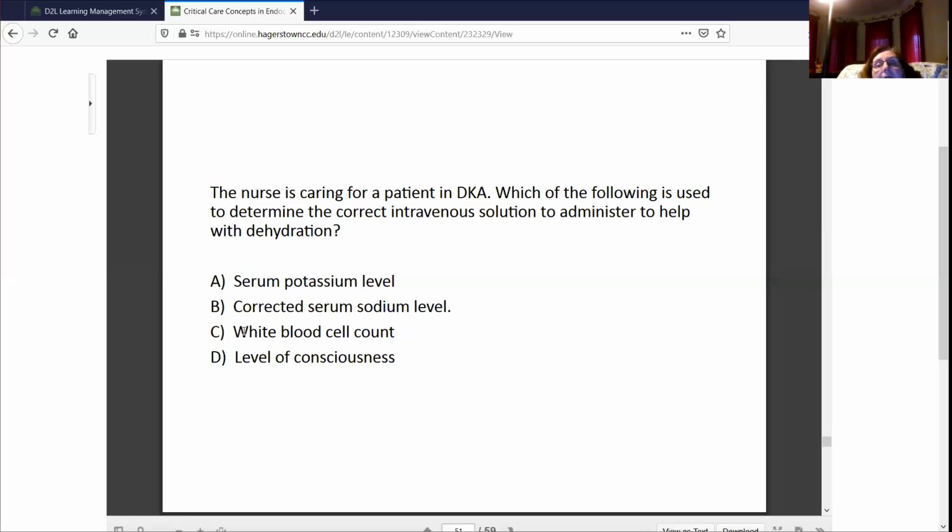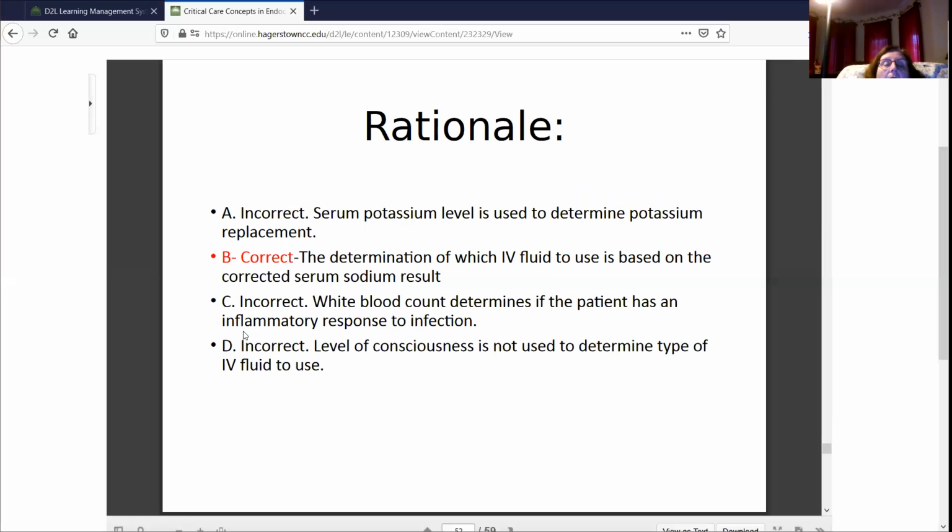A nurse is caring for a patient in DKA. Which of the following is used to determine the correct intravenous solution to administer to help with dehydration? The answer is B, corrected serum sodium levels. A is incorrect because serum potassium level is used to determine potassium replacement. B is correct because the determination of which IV fluid to use is based on the corrected serum sodium result.